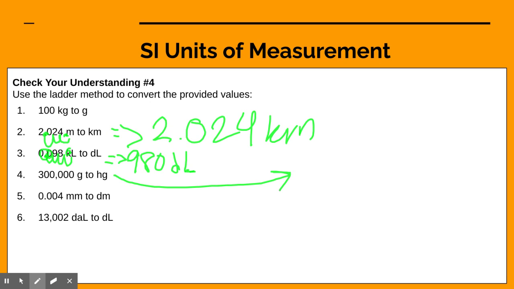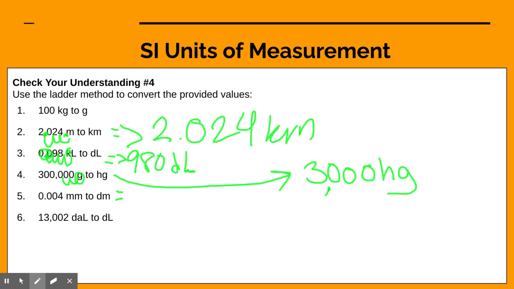Okay, so grams to hectograms. So again, use your ladder, establish where your decimal place is, which is going to be right here. And we're going grams to hectograms. So I know that I've got to move my decimal place 2 places to the left. So I'm going to take my decimal, I'm going to go 1, 2. And what I should have is a value of 3,000 hectograms.